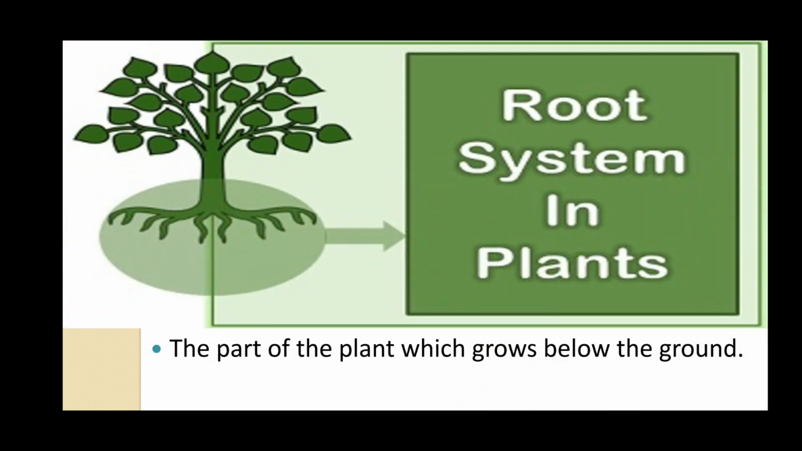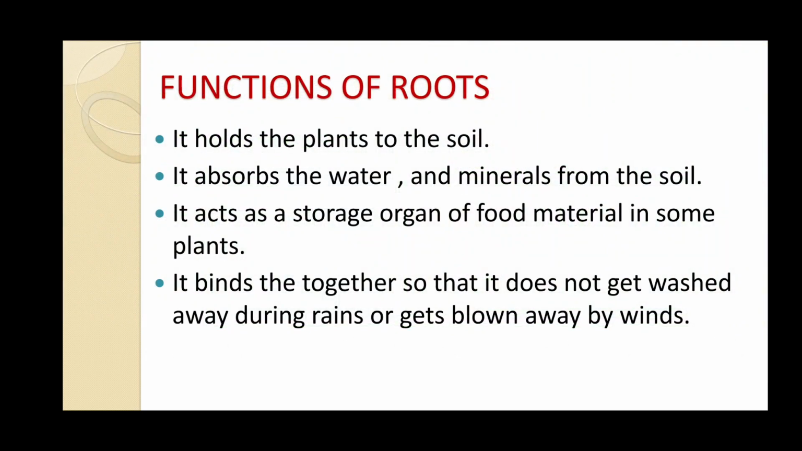First is your root system. The root system is that part of the plant which grows below the ground, and it consists of roots which absorb water and minerals from the soil. In order to understand this root system, let us know about the functions of the roots. Functions are: it holds the plant to the soil, and absorbs water and minerals from the soil.